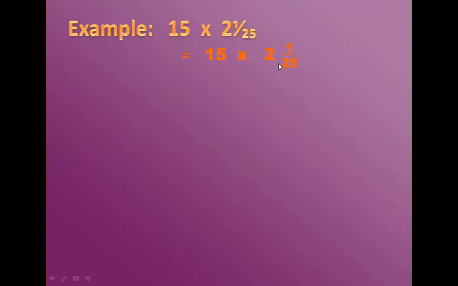So how? 25 multiplied by 2 will become 50, and 50 plus 1 will become 51. Just like this. This is very simple. In the next step, you will multiply the numerators and divide it by the denominator. Here you have 51 as a numerator and 15 as a whole number. So you will multiply 15 by 51 and divide by 25.